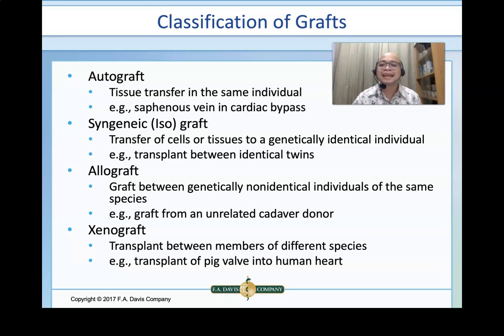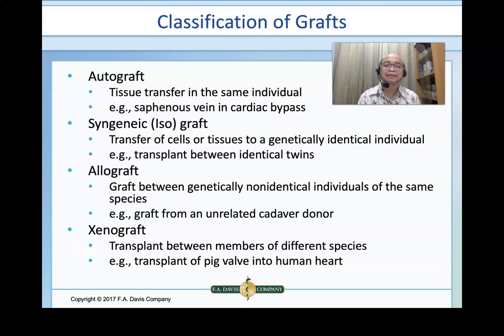Now, when we say syngeneic graft or isograft, it is the transfer of cells or tissues to a genetically identical individual, meaning you can transplant between identical twins. Now, allograft is the most common type of graft. It is the graft between genetically non-identical individuals but of the same species.